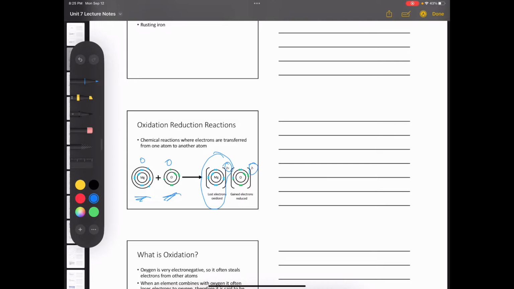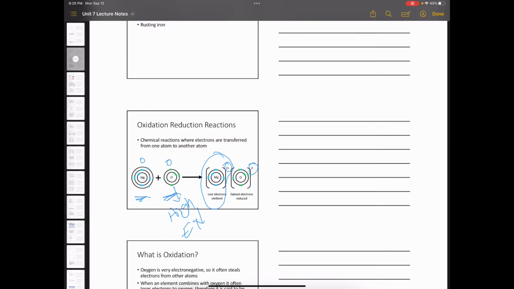So magnesium in this case, which is in group 2 in the periodic table, reacts with oxygen, which has very high electronegativity. So the oxygen gains these 2 electrons, and that's how we have the transfer of electrons.